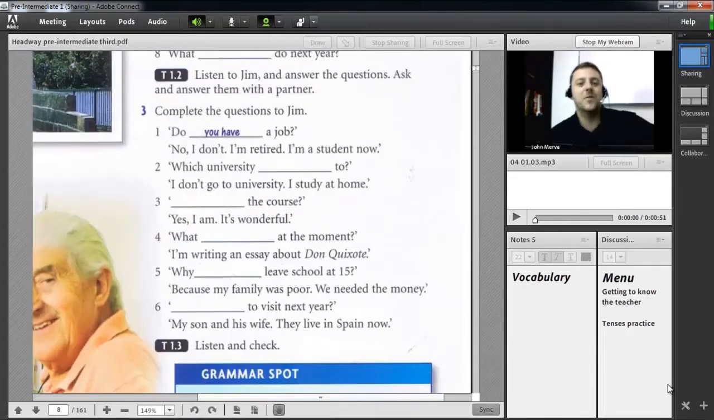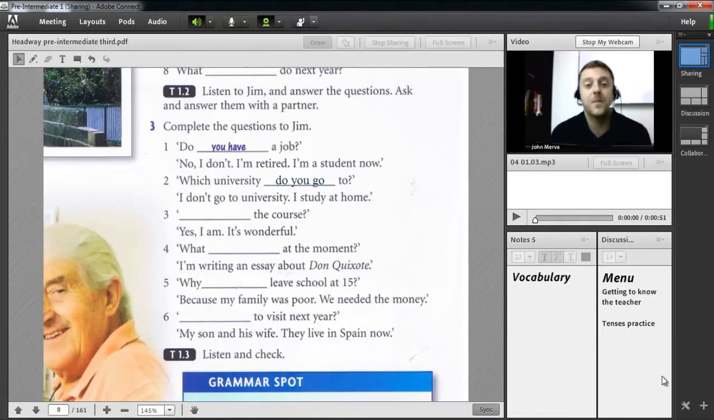In exercise 3, we're again going to continue looking at new tenses or old tenses and making sure that we can use them in the question form. So again, we have a set of questions with gaps that we have to complete. So if we look at the first one, do a job, obviously the answer is in the present simple, do you have a job? If we look at the next one, just to check, which university to, obviously again this will be the present simple, and so it must be which university do you go to?